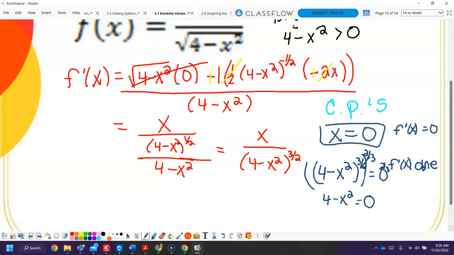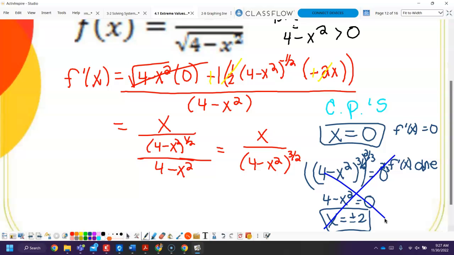Now you just solve for x squared. You move your x squared over, you get 4 equals x squared, which means the critical points of the denominator are at plus or minus 2. But what do we know about plus or minus 2? They are not in my domain. So these critical points get tossed away because they are not in my domain. How many critical points does this graph have? It has 1.